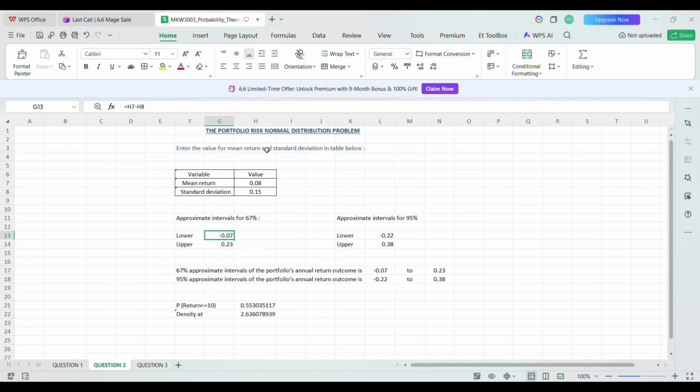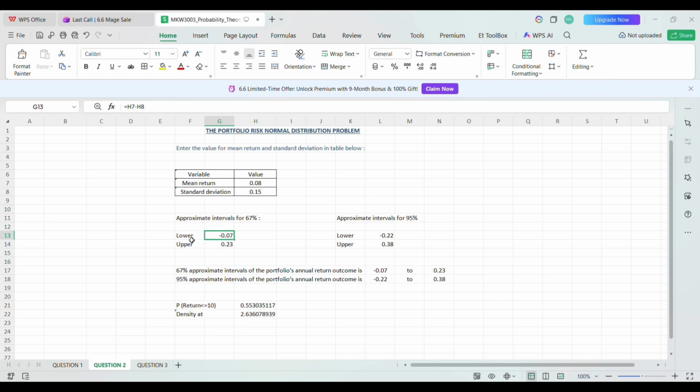So we move to the next question, which is to find the portfolio risk, a normal distribution problem. From this question, we get the information about the expected annual return, which is 8%, and the standard deviation, which is 15%. The question wants us to find the approximate interval within which 68% and 95% of the portfolio annual return outcomes fall. From the screen right now, we have to enter the values for the mean return and standard deviation.